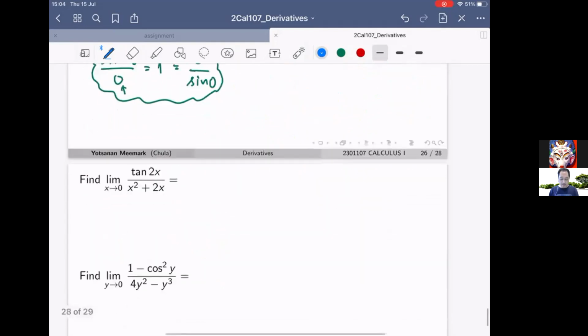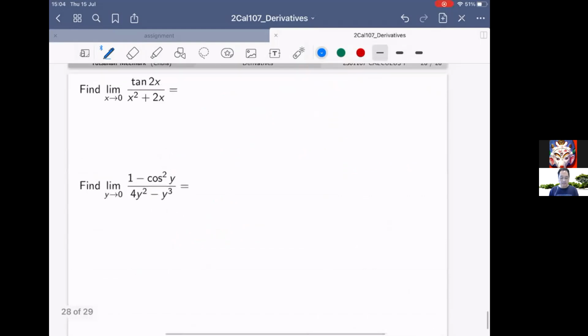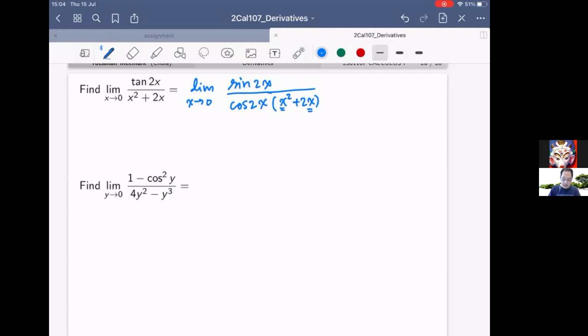So try to use this one again with all these problems. Okay, let us do it together. For this one, actually the tangent is nothing but sine of 2x over cosine of 2x. And then this one also has x squared plus 2x, right? So here you have the common factor, and you really need to produce the same 0. With sine of 2x on top, at the bottom you need to see sine 0 over the same 0, so you need 2x as well.